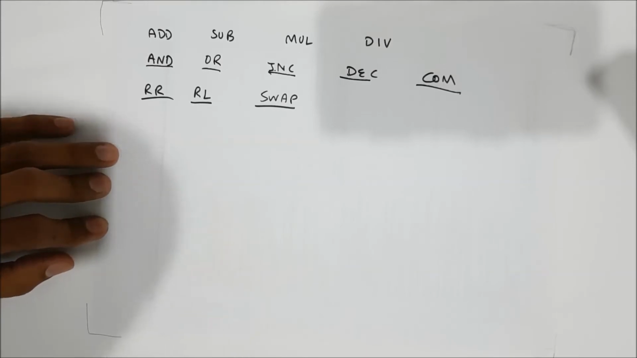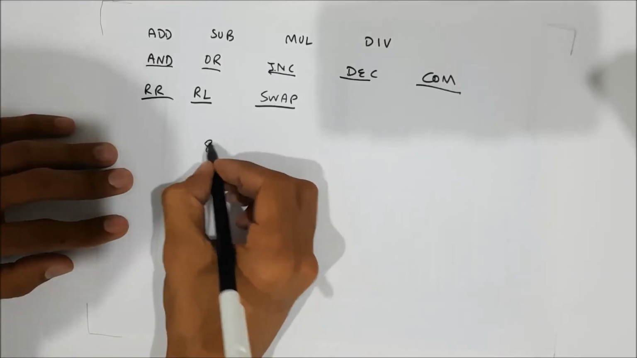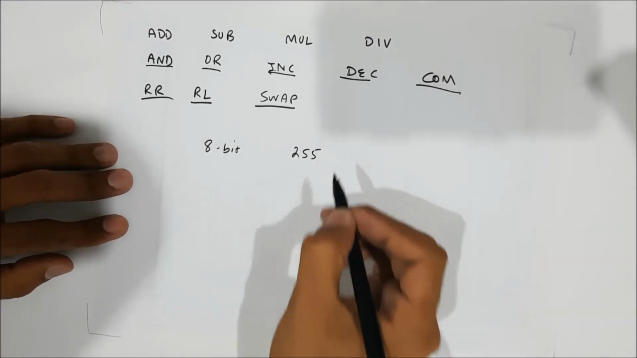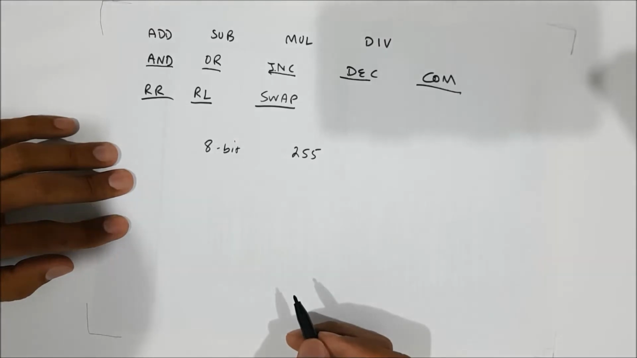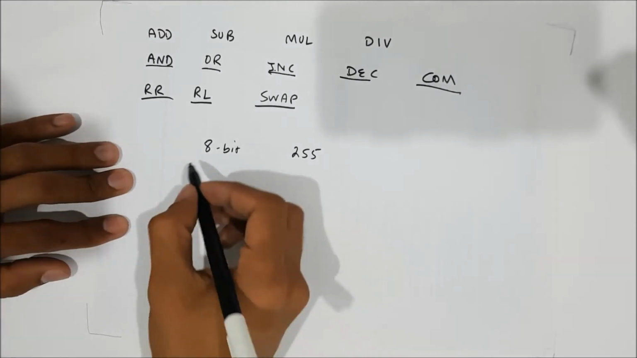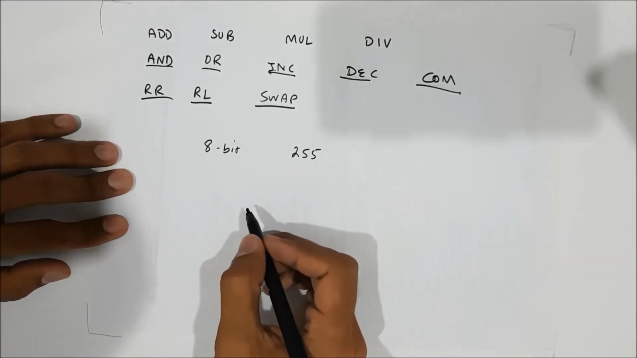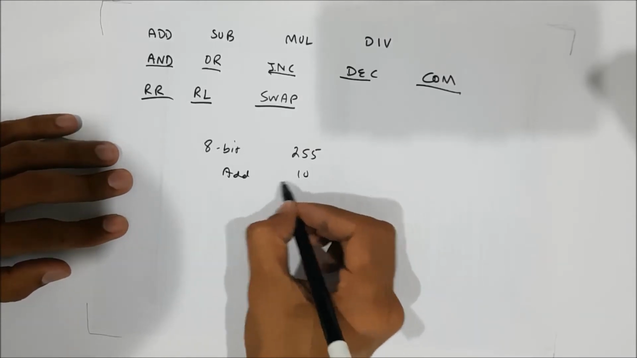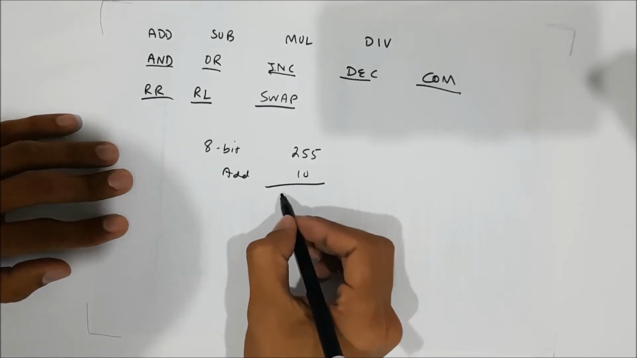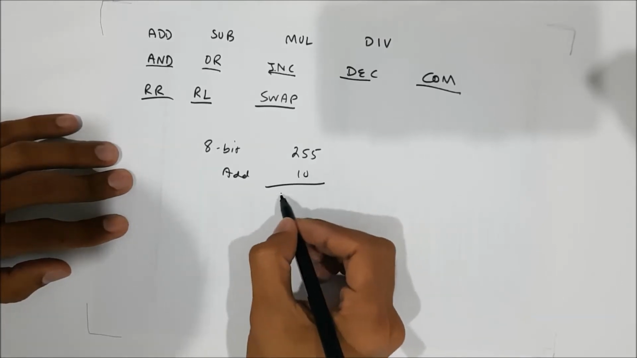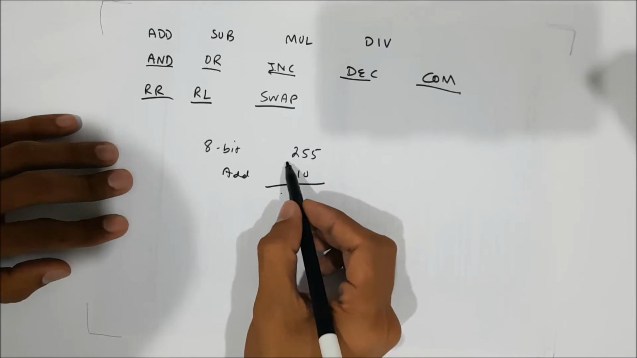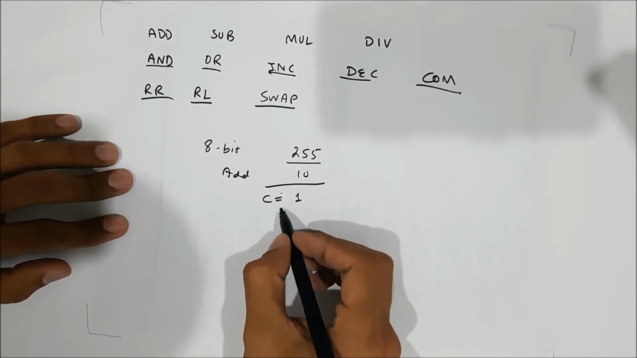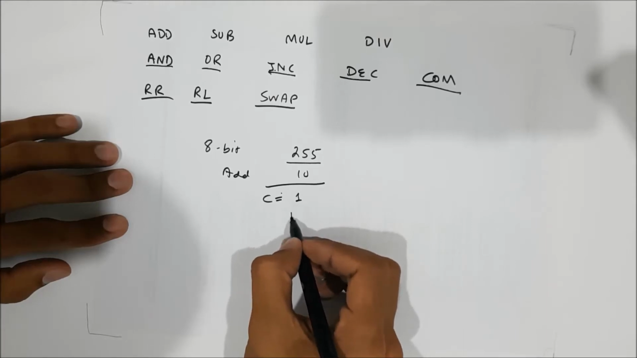But in case of arithmetic operations, the size of the result can vary from the size of the operands. For example, in an 8-bit microcontroller, we already know that we can count up to 255 inside a single register. What if we already have 255 inside a register and we add 10 to that? What will happen? It will overflow. The register will overflow.